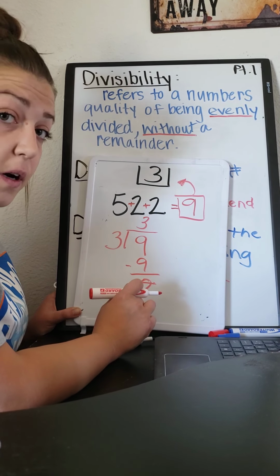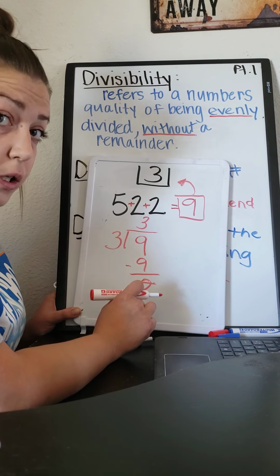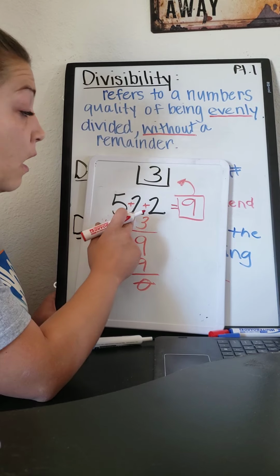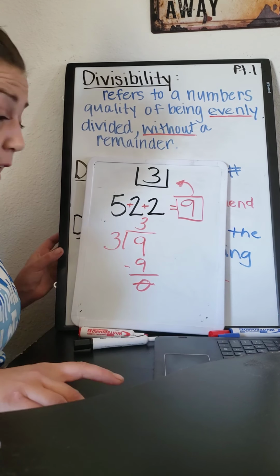This number, 522, is in fact divisible by 3. And we found that out, remember, just by adding all of the numbers together. So let's try it again.